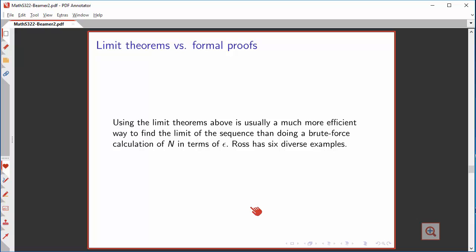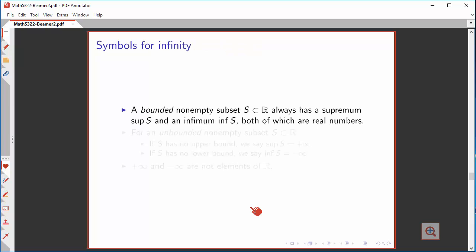Once we have these limit theorems, they will generally provide the best way of figuring out the limit of a sequence. And there are numerous examples in the textbook about how you can use these limit theorems to figure out limits in cases where doing a brute force formal proof would be tedious and unpleasant. Let me conclude by saying a bit about infinity.